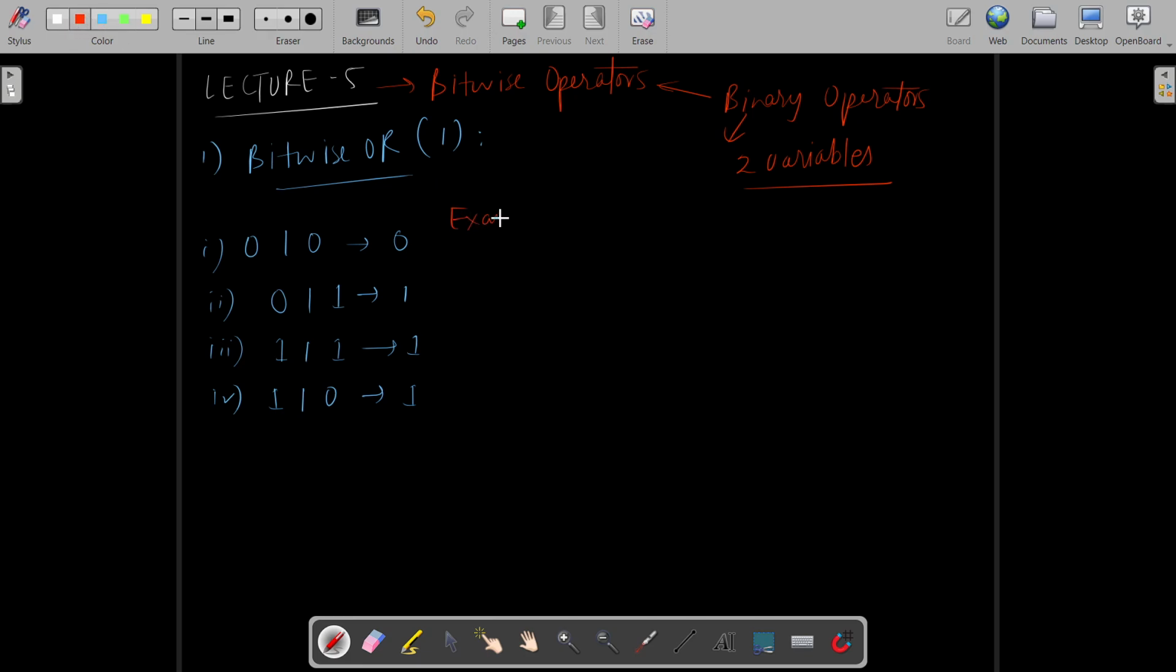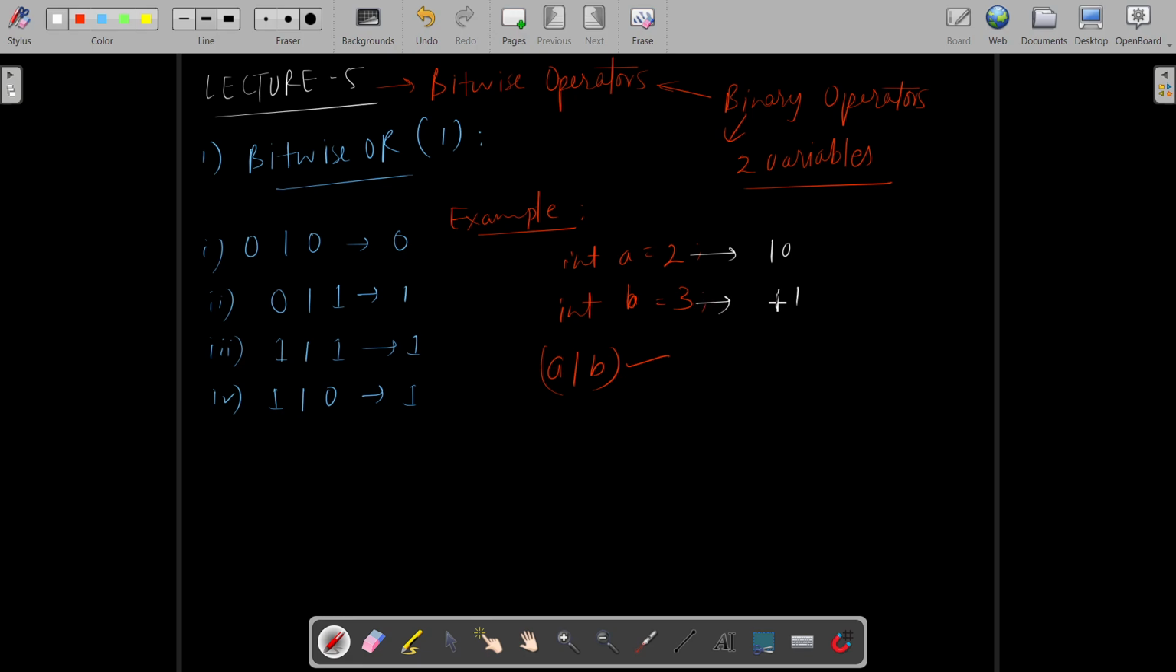Let's see some examples. Let's say we take int a is equal to 2 and another integer, int b is equal to 3. We declare these two integers within the C++ program. Now if we try to find a bitwise OR b, what value do we get? I already told you how to find the binary representation of a number, so I'll simply write it. 2 has the binary representation 1 0, and 3 has the binary representation 1 1.